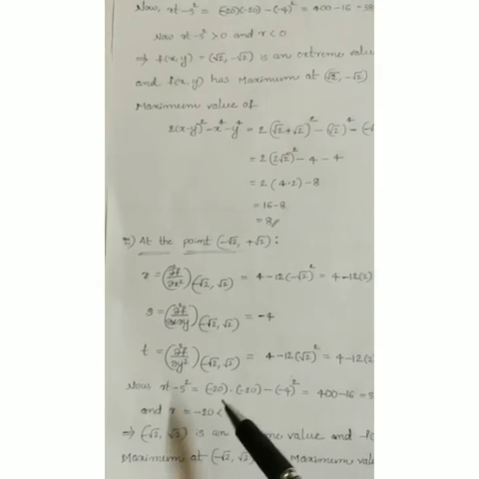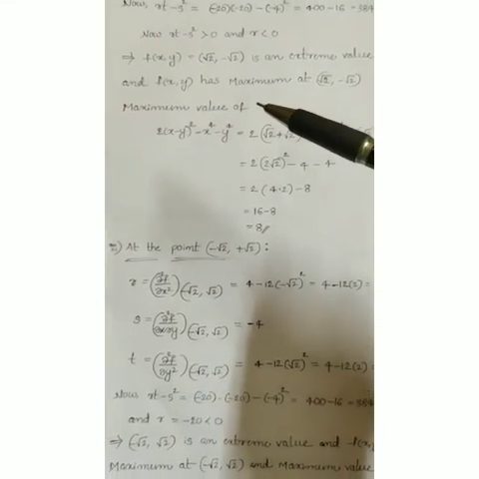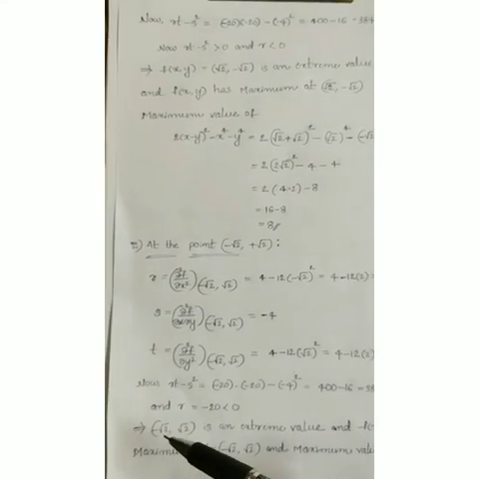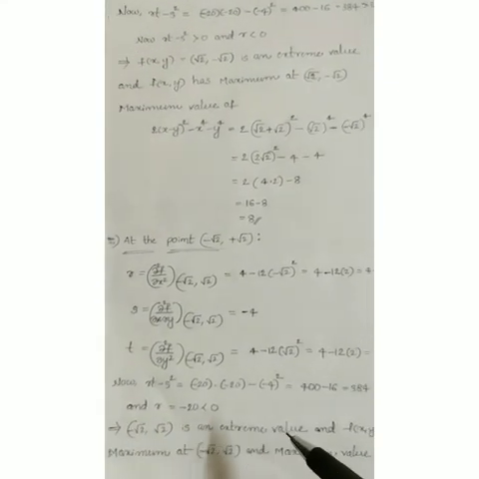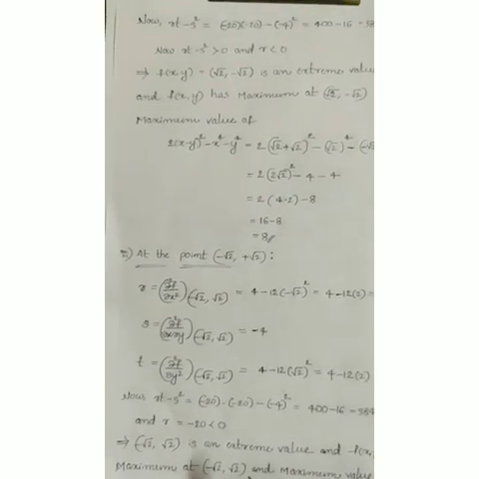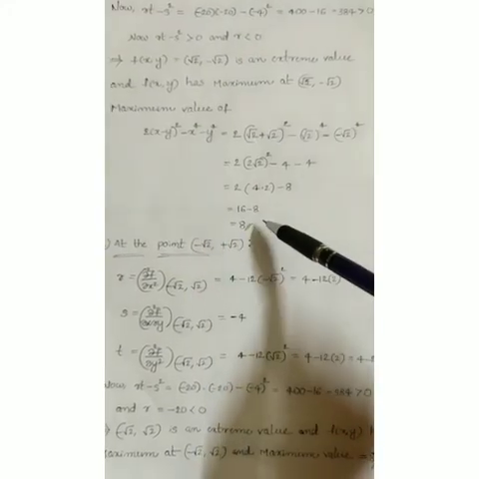So this is also less than 0. So this is similar to the second point, root 2 comma minus root 2. Therefore minus root 2 comma root 2 is an extreme value and f of x comma y has maximum at the point minus root 2 comma root 2 and the maximum value is 8.